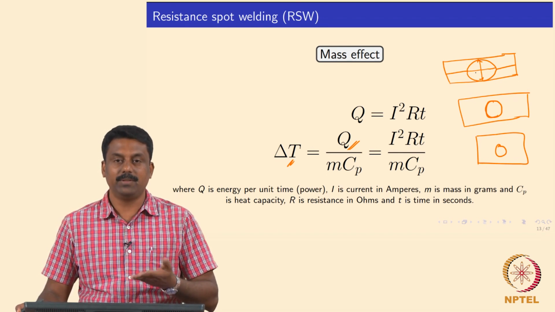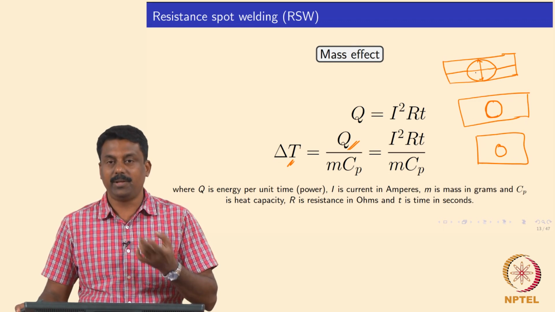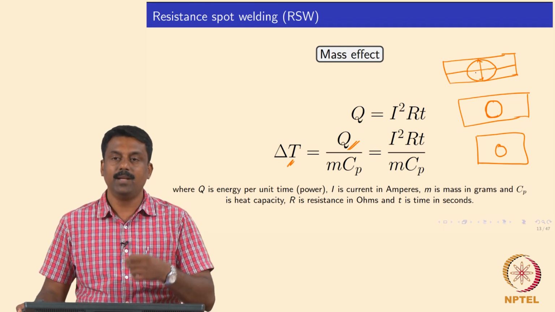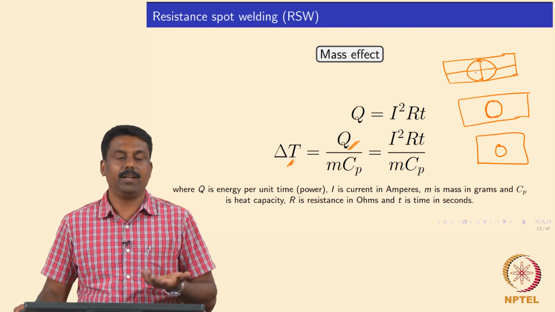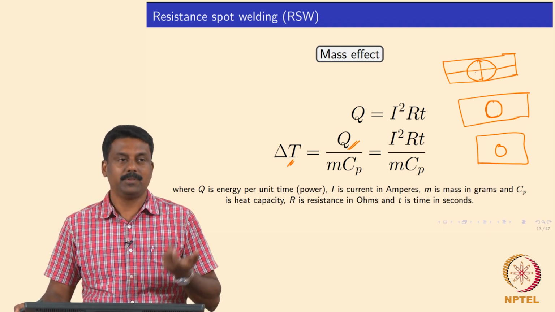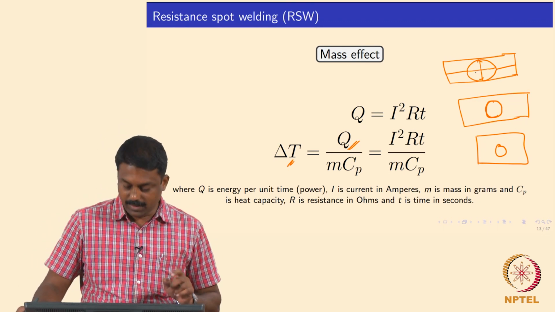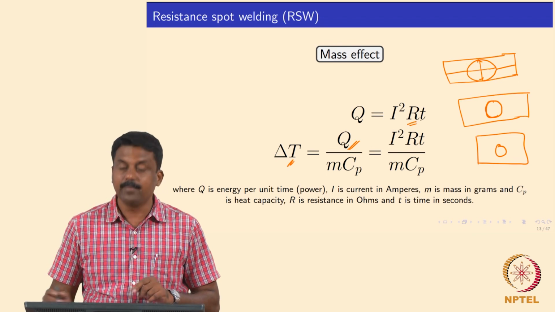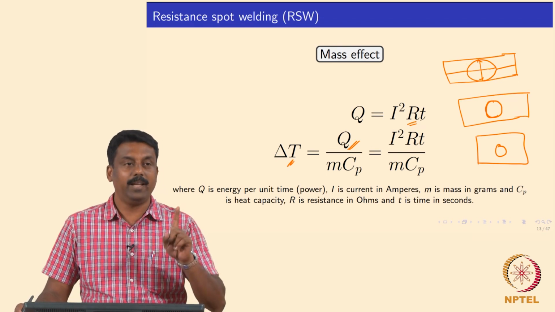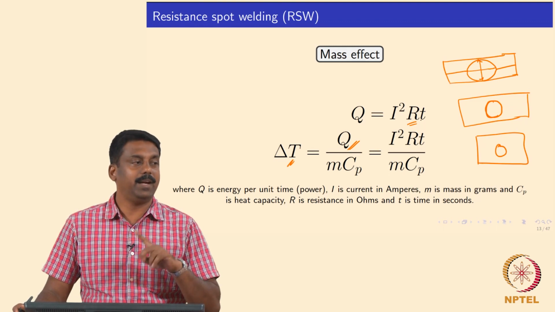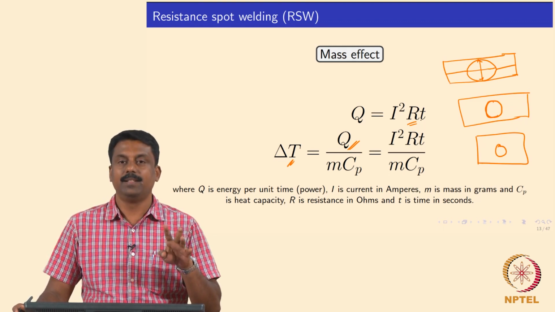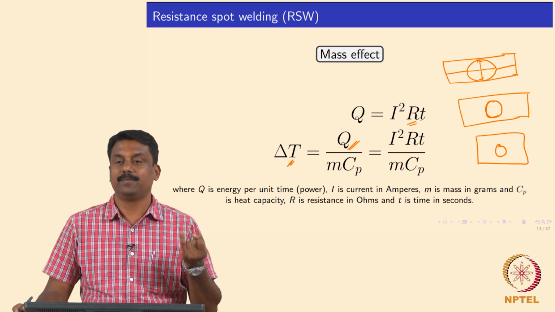Once you know m, you can calculate Q. Once you know Q for a given welding time, you can calculate how much current you need. So that is simple, right. The only trick here is the R. The R here is made of 4 components, isn't it. R1, what is R1?